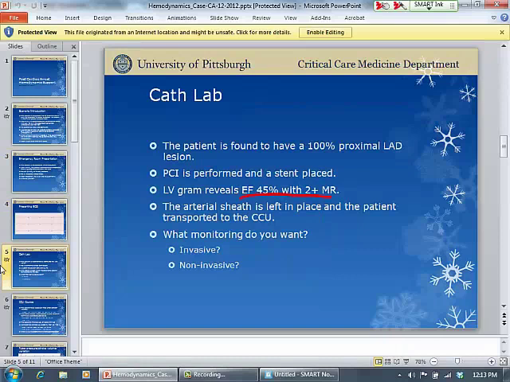Now, the arterial sheath is left in place and the patient is transported to the CCU. What monitoring do you want, both in terms of invasive and non-invasive? What would you guys like? Beyond the standard, he's obviously going to get an ECG and a pulse ox. He's got an art line, so you can get a cardiac output. How are you going to do that?